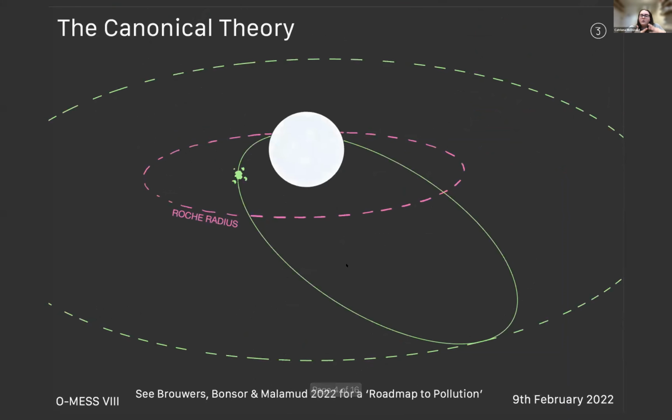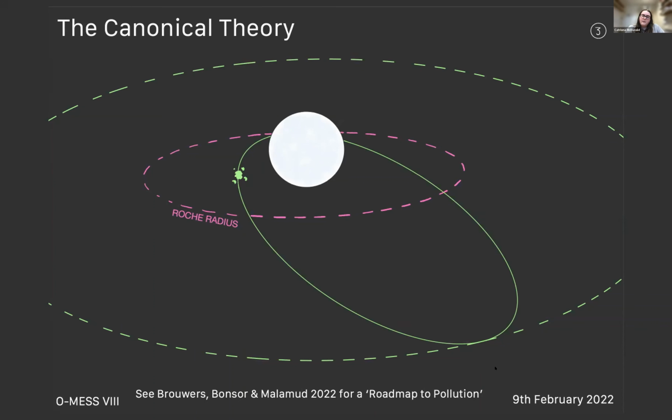The canonical theory that we have at the minute is that we have an asteroid, which here is denoted in green, on a very large initial orbit, this dashed line which goes off the edges of the slide here, which encounters a planet and undergoes a perturbation, which throws it onto an extremely eccentric orbit, shown by this solid green line, which allows it to cross into the Roche radius of the white dwarf. When it crosses this Roche radius, the tidal forces from the star are stronger than the internal forces of the body and are able to tear the body apart, which is how we think we form these debris disks.